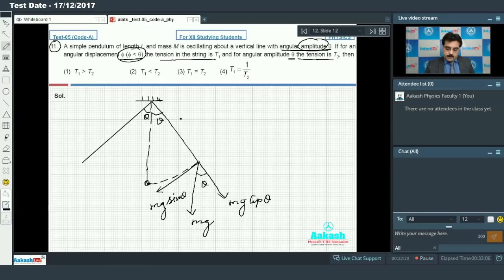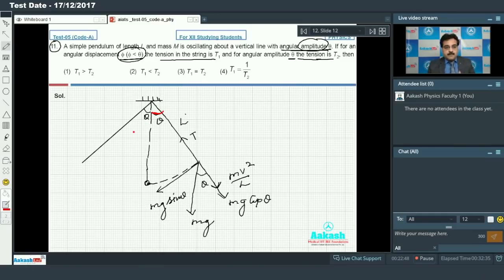The length of the string or pendulum is L. So this length will play the role of radius and the direction of tension will be here. But along with the direction of mg cos theta, यहाँ पर एक और फोर्स होगा जिसको हम लोग लिखेंगे mv स्क्वायर बाई L, राइट। अब देखते हैं, इस प्रॉब्लम में ये एम्पलीट्यूड थीटा दिया हुआ है.